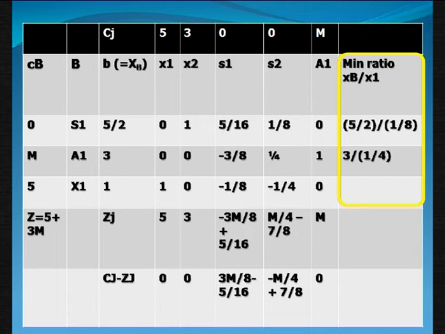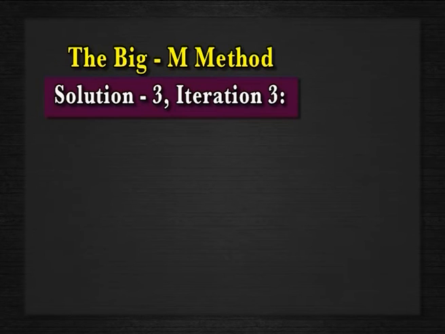The minimum ratio is 5 by 2 by 1 by 8, 3 by 1 by 4. The value of Z is 5 plus 3M. The values of Zj are 5, 3, minus 3M by 8, M by 4 and M. The values of Cj minus Zj are 0, 0, 3M by 8, minus 5 by 16, minus M by 4 plus 7 by 8 and 0. Coming to iteration 3.